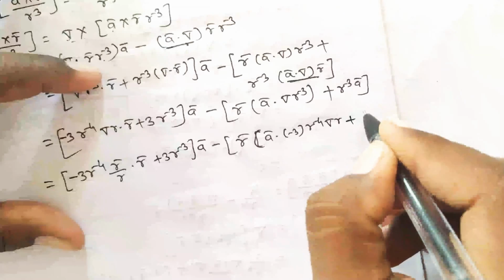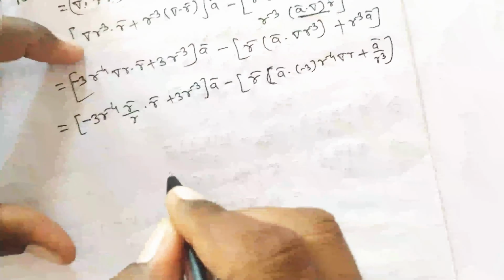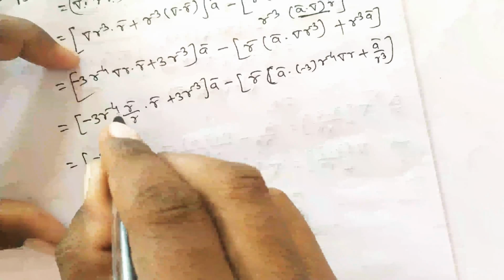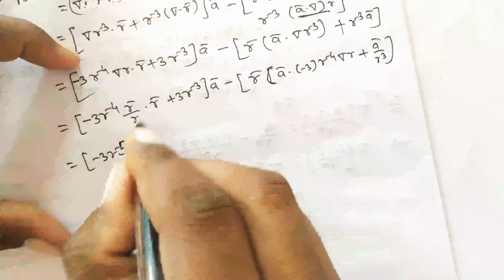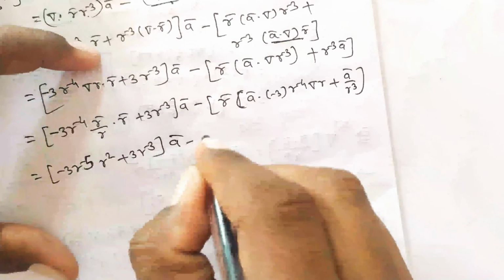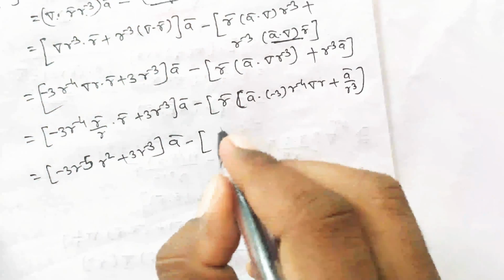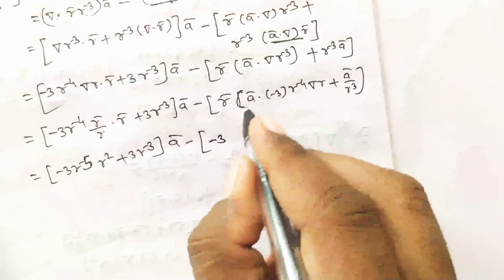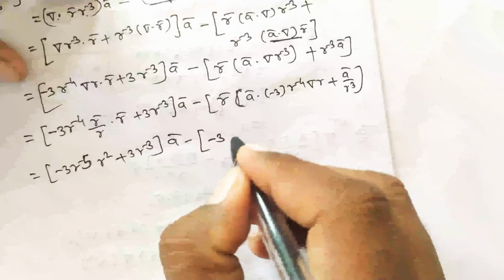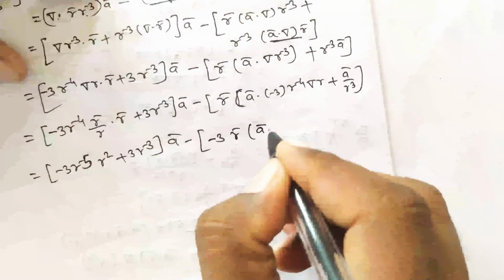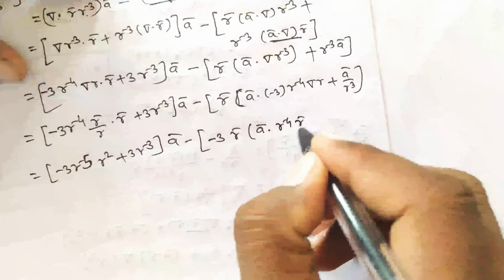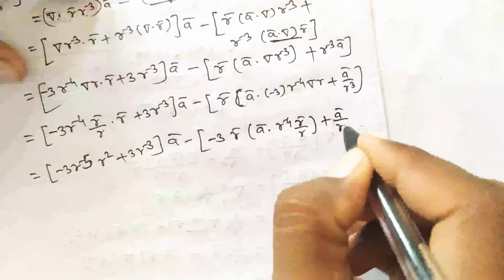Okay, plus this is a bar upon r cube. So the next step is equal to minus 3 r raised to minus 4, here r raised to minus 4 upon r raised to minus 5, and this r bar dot r bar is r square, plus 3 r raised to minus 3 into a bar minus into bracket, here this minus sign, minus 3, into r bar as it is, and in bracket a bar dot r raised to minus 4, into the value of del r, which is r bar upon r, plus a bar upon r cube.